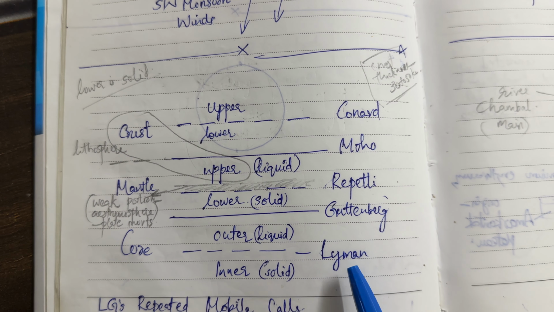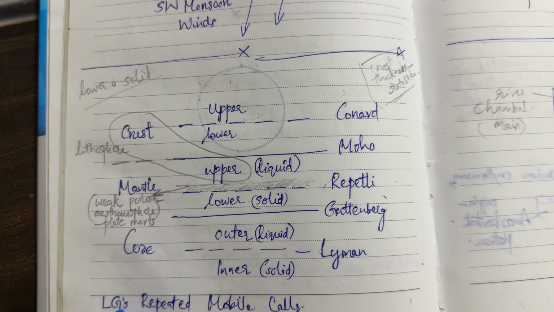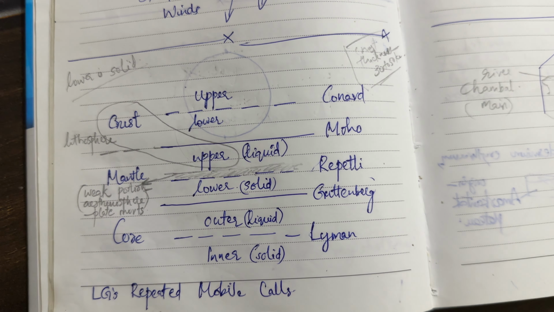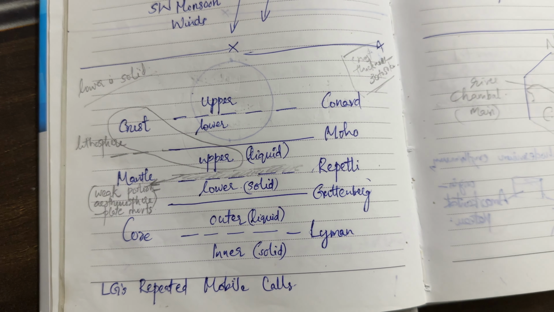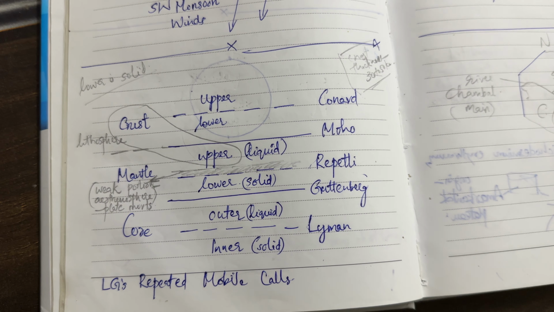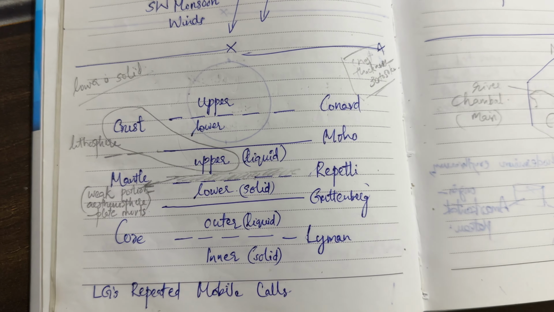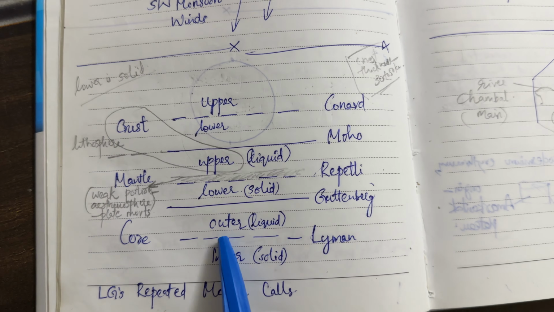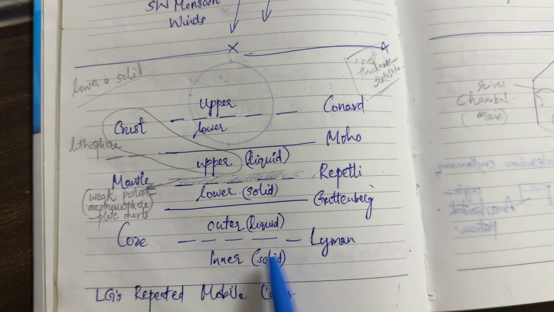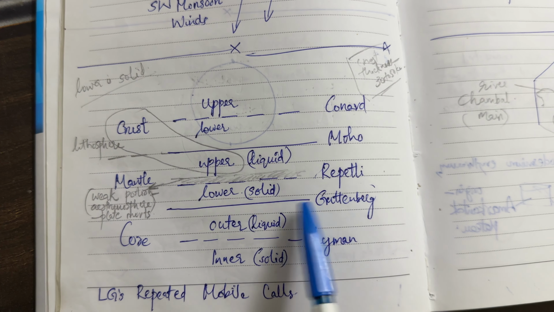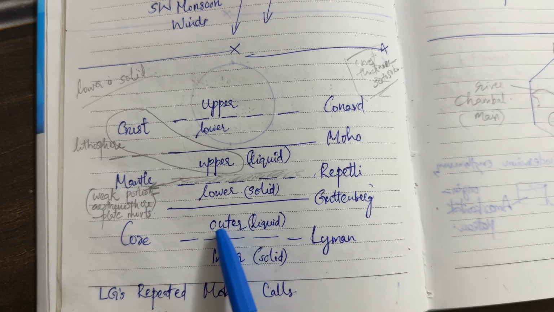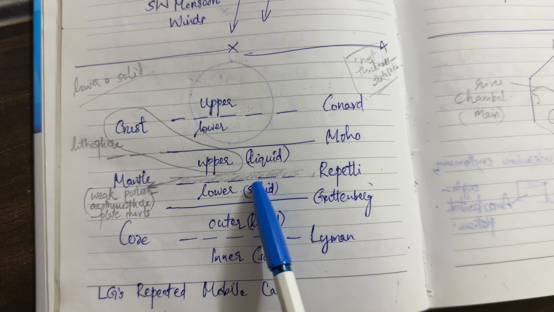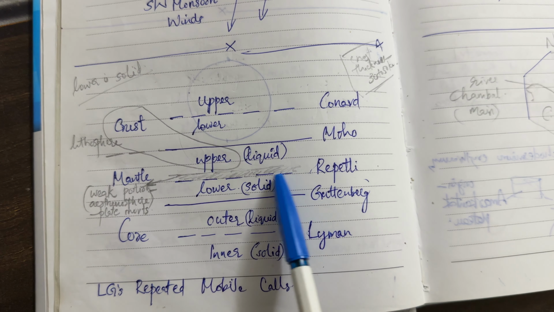You can remember this with the shortcut LG. The brand is LG, repeated mobile calls. Imagine LG is having a mobile and you are getting frequent calls from LG on your mobile: LG's repeated mobile calls. Now let us see what L stands for. L is the Lehmann discontinuity, which is this in between layer. G is for Gutenberg, which lies between the lower mantle and outer core.